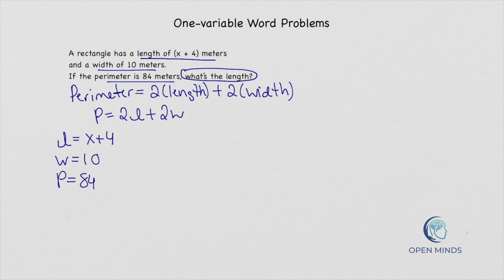Now I'm going to plug those values into our formula here. In place of P, I'm going to put 84, 2 times, so in place of L, I'm going to put x plus 4 plus 2 times W, which I'm going to plug in 10. All right, we need to simplify first before we can find x. Now, here I want to point out this 2 is being multiplied by both of these terms inside the parentheses, the x plus 4. To do that, we use a distributive property, okay? And so I like to use my little arrows here to indicate we are distributing, okay?